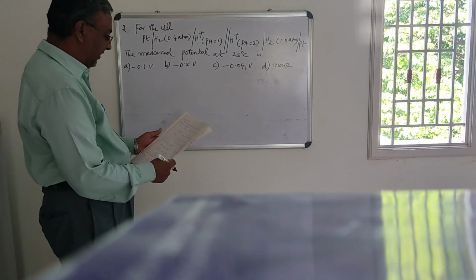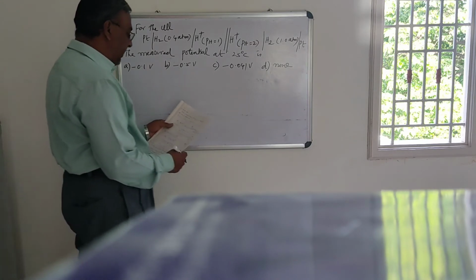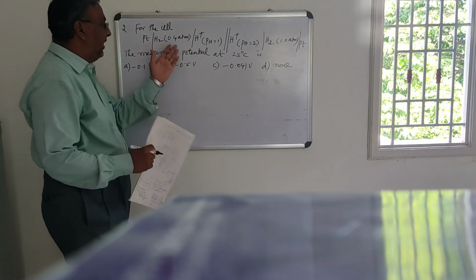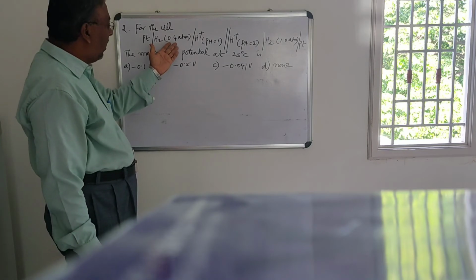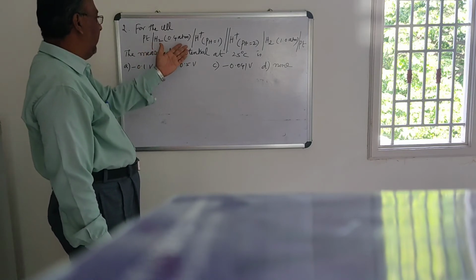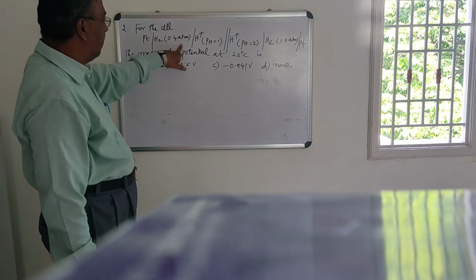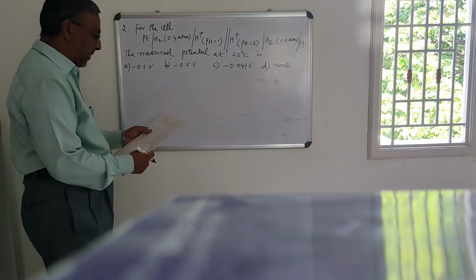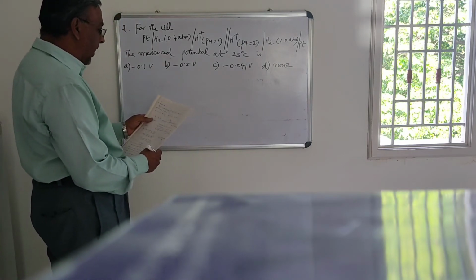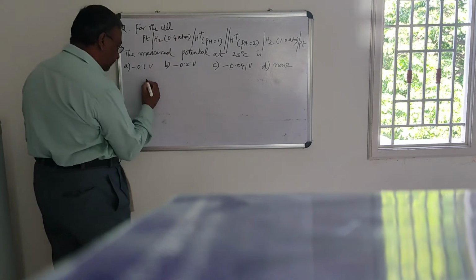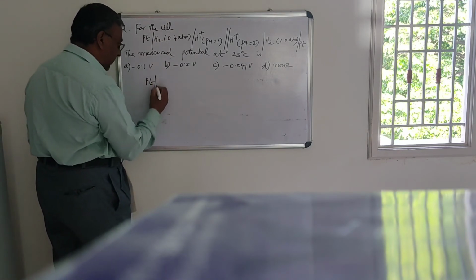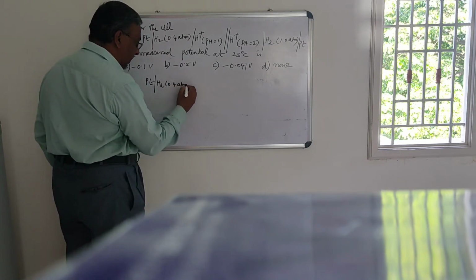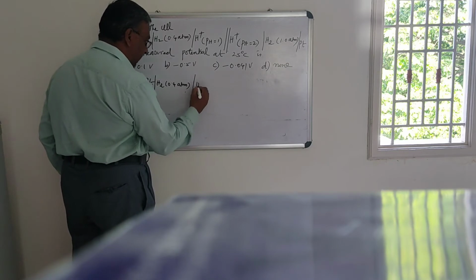For that, listen. First I am writing the cell representation. In the left hand side of the cell, oxidation occurs. Just by seeing we can say that oxidation occurs in the left hand side of the cell. Here reduction occurs. Now I am writing the same cell equation. Platinum is in contact with hydrogen at 0.4 atmosphere pressure and H plus.